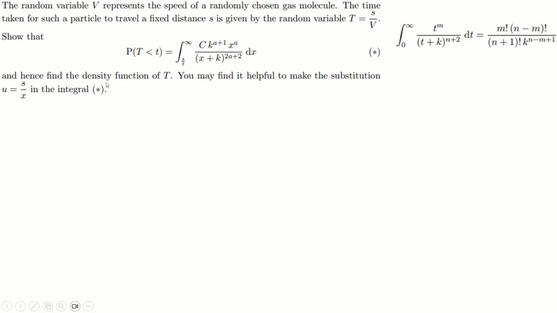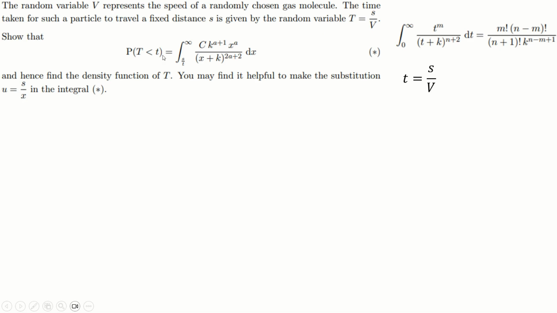Okay, so we get into the home straight here. We've got quite a lot to go, I think, actually. The random variable v represents something, so that was what we just discussed. Then the time taken is another random variable, T, which is s over v. So we'll see here that T and v are inversely proportional to each other. So if T is bigger or smaller, v is the opposite, it's smaller or bigger.